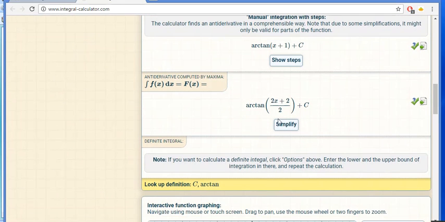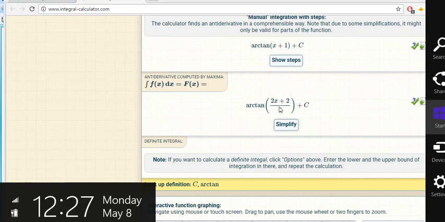What did I get? I got arctan of (2x plus 2) over 2 plus c. Well, this wasn't completely simplified. This would be arctan of (x plus 1) plus c, because you cancel 2 on the denominator and the numerator. But that's pretty close. Actually, if you click on simplify, they would probably do that. But that's not important. The main thing is the answer came out to be arctan. Arctan is nothing but tan inverse. So tan inverse of (x plus 1) plus c was the answer.